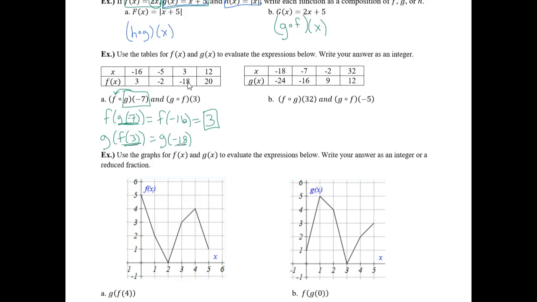So this value is now negative 18. I'm plugging that into g. So g, x equals negative 18. The output is negative 24. So g of negative 18 is negative 24. Go ahead and try the examples on the right.